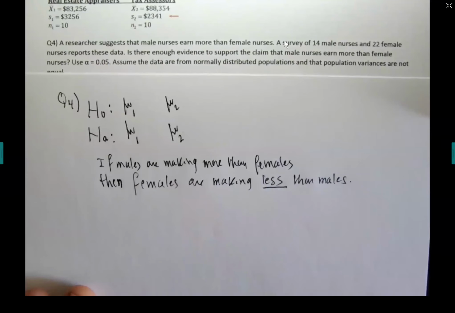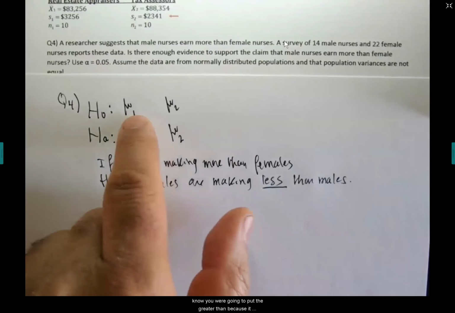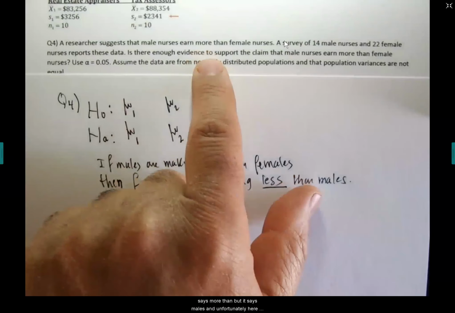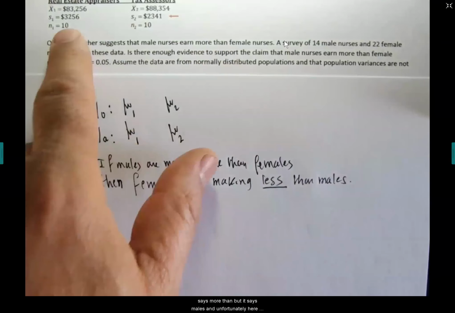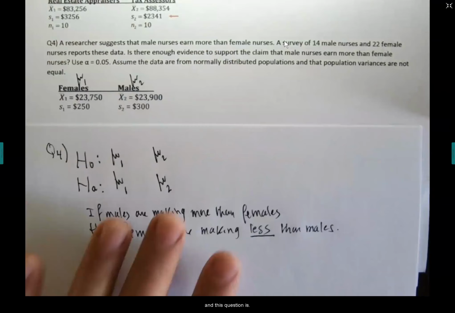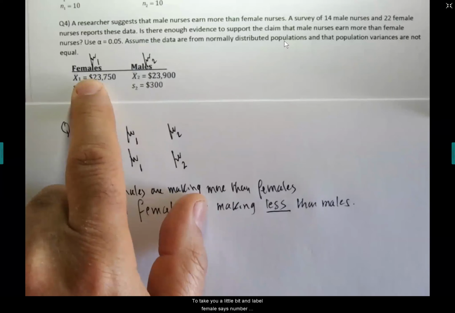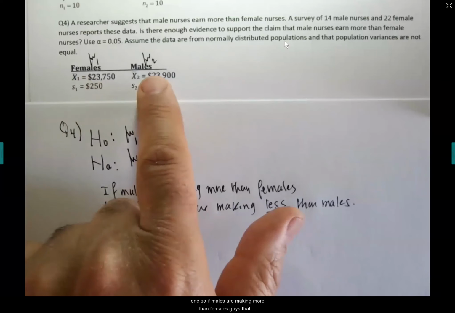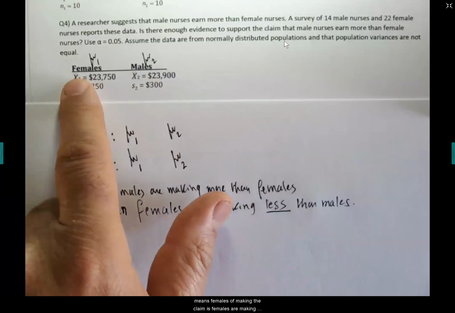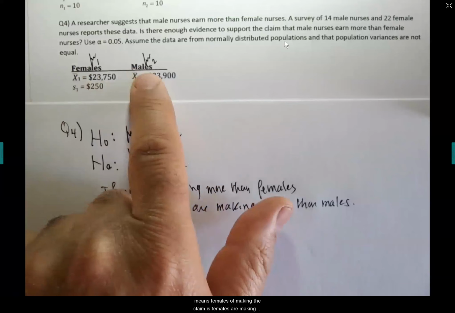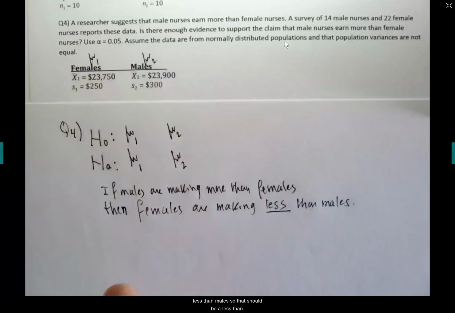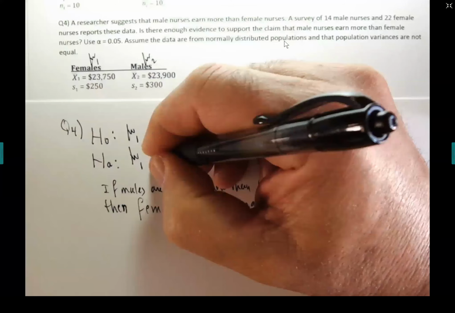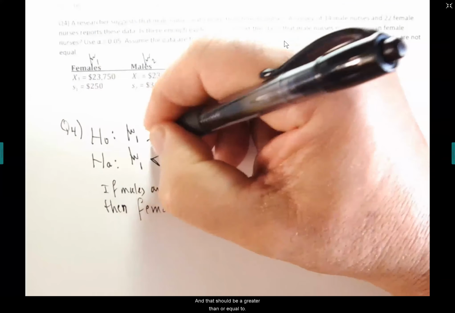Exactly. Yeah. So now I see that someone sent that. So guys, I know you were going to put greater than because it says more than, but it says males. And unfortunately here in this question, he decided to trick you a little bit and label females as number 1. So if males are making more than females, guys, that means the claim is females are making less than males. So that should be a less than, and that should be a greater than or equal to.